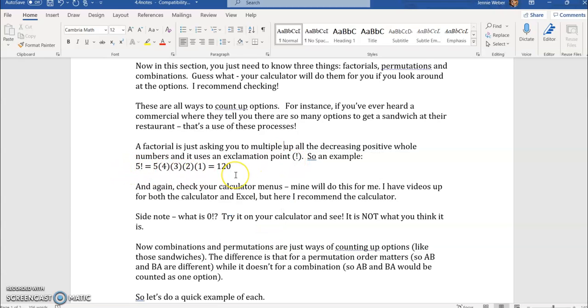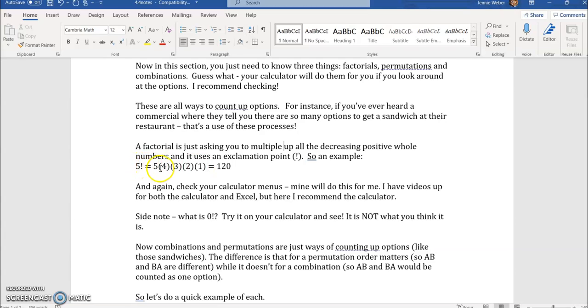So 5 factorial means 5, 4, 3, 2, 1, and you multiply them. And it's just the integers, the whole numbers, as you count down. I say integers, although integers would include negatives, and we never do this with a negative number. So whole number is probably more descriptive here. And you can see we stop before 0. So actually, natural numbers.